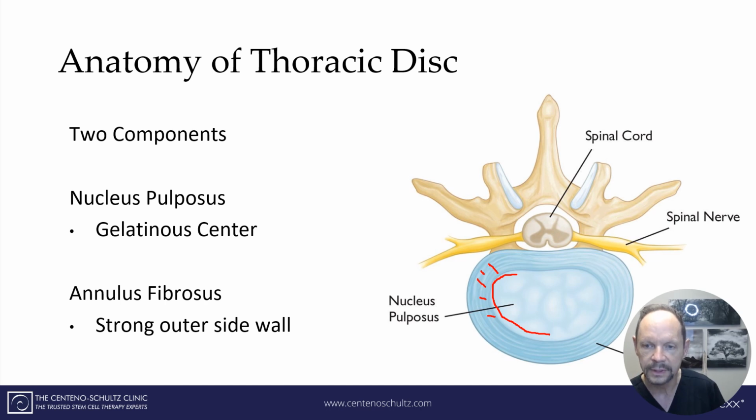I also want to put some orientation here. Here is posterior, here is anterior, and the spine protects this. Now, immediately behind this is the spinal canal. Inside the spinal canal is the spinal cord, as well as the exiting nerve roots. So let's see what happens with a thoracic disc herniation.